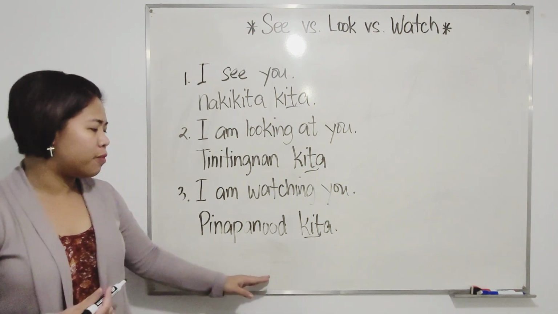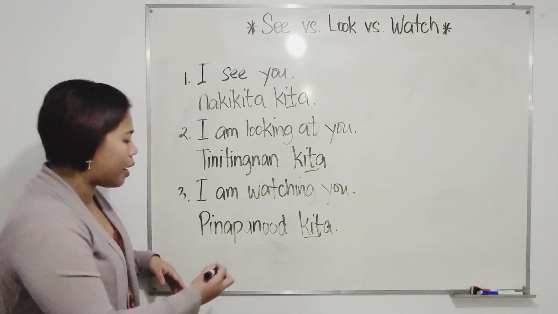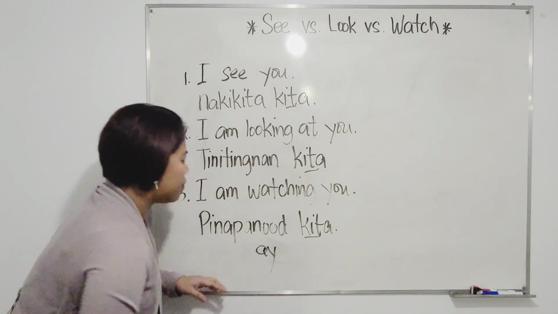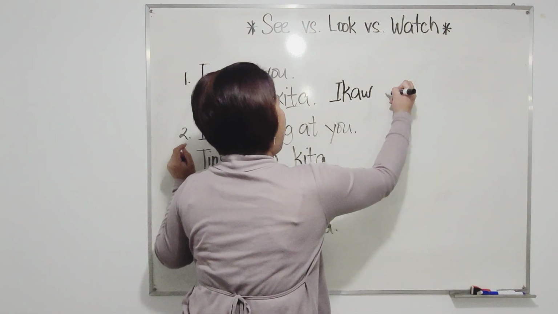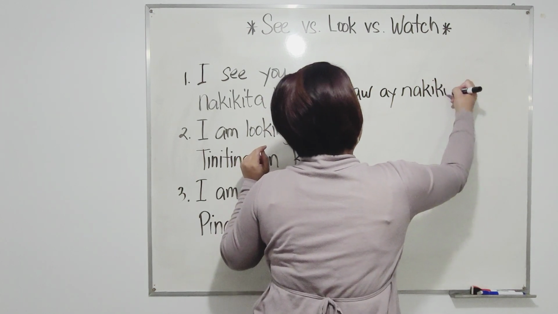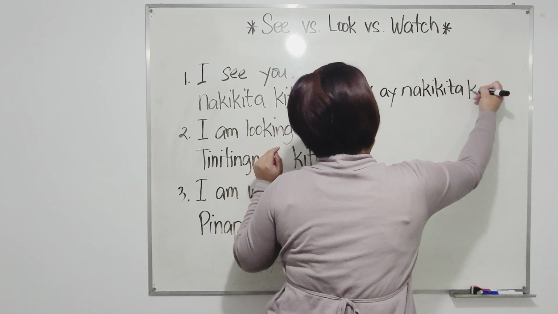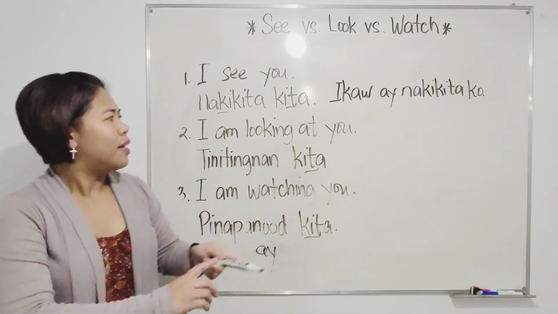because if you are going to translate or convert these Tagalog sentences into formal written Filipino where you are going to use I or the auxiliary verb, so you would say ikaw, I, nakikita ko. So, ikaw ay nakikita ko.